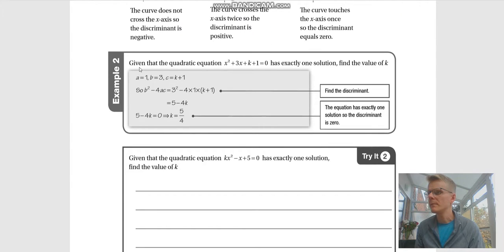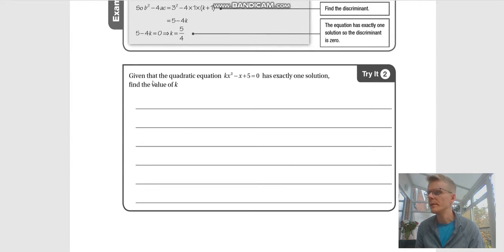Okay, so we'll go for the example. For this one, given that the quadratic equation has exactly one solution, find the value of k. So we'll set out, and this is the difference to A level, what we're going to say. If one solution, then b squared minus 4ac equals 0. There's our equation. Now substitute in what we've got.